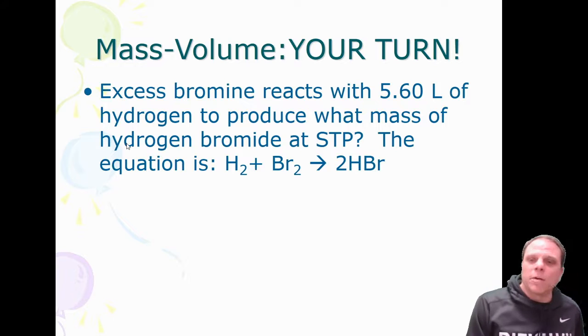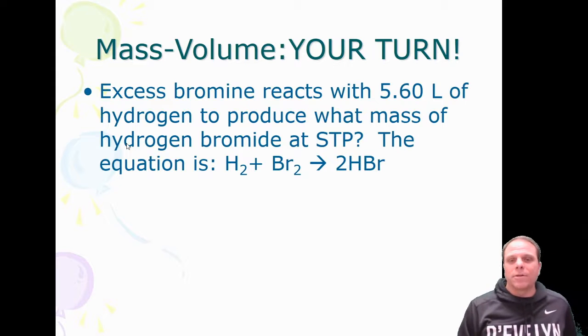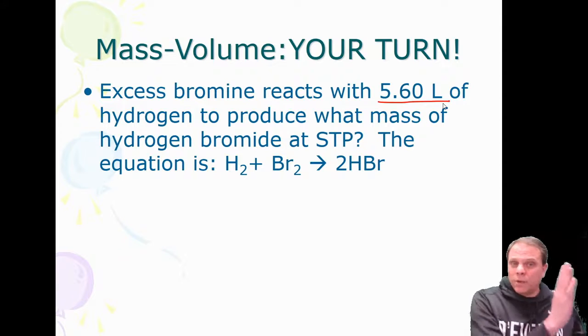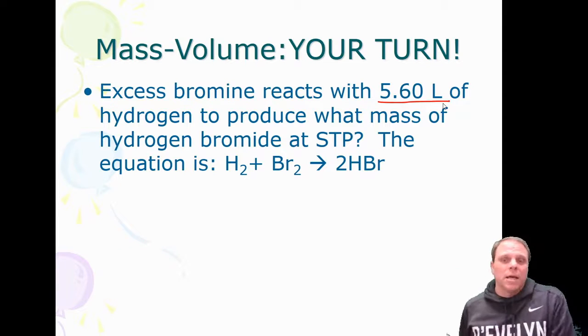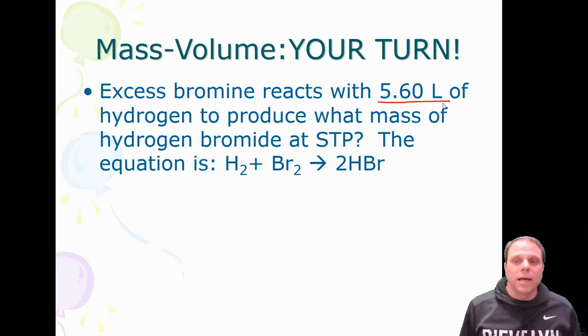You've got excess bromine reacting with 5.60 liters of hydrogen to produce what mass of hydrogen bromide at STP? Oh, okay, this is a little different than the last one, right? Don't be jumping into doing a gram conversion. We're not starting with grams this time. It's giving us a little bit of a shortcut. We're starting with 5.60 liters. So we don't have to go from the grams to the moles and then moles to gas in this case. We can just go straight to our gas, all right?